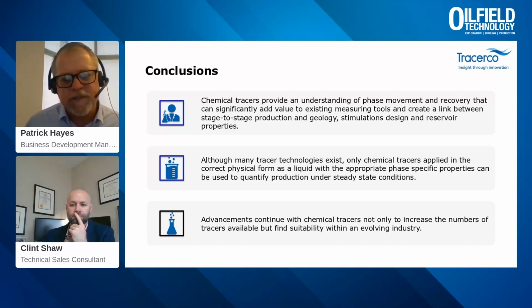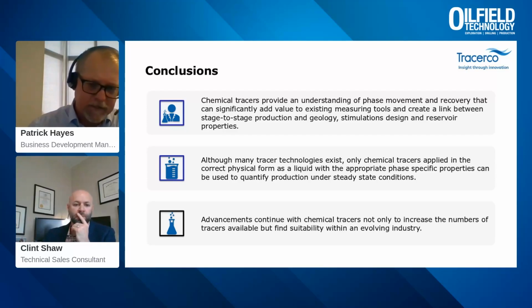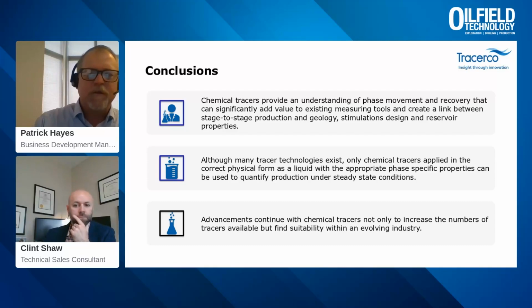Although many tracer technologies exist, only chemical tracers applied in the correct physical forms as a liquid with the appropriate phase-specific properties can be used to quantify production under steady state conditions. Advancements continue with chemical tracers not only to increase the numbers available, but find suitability within an evolving industry that is really working at an extremely fast pace to provide energy for the world.